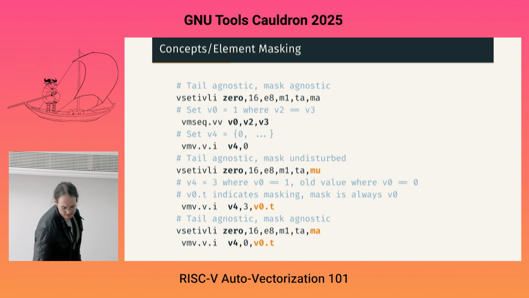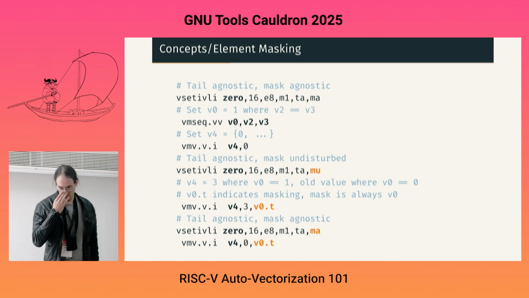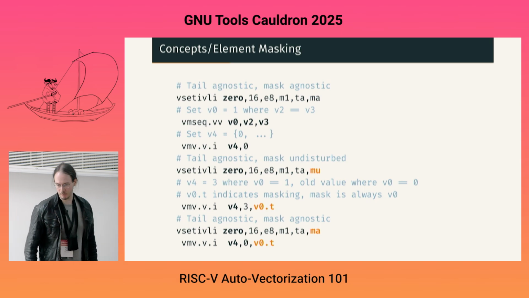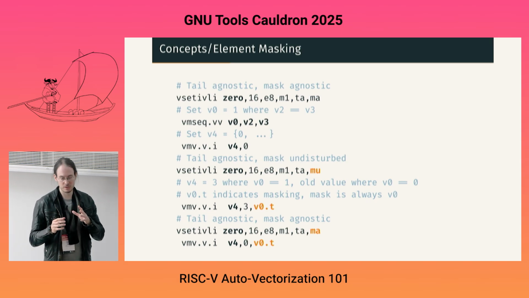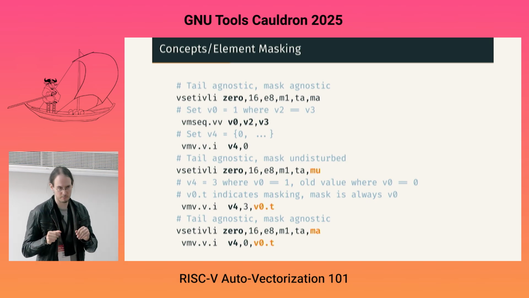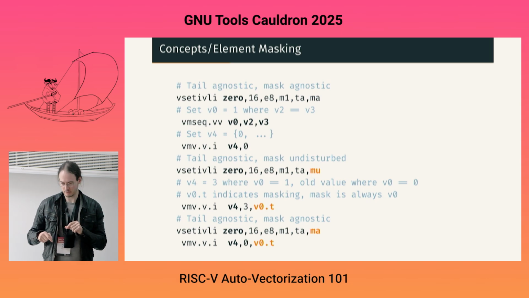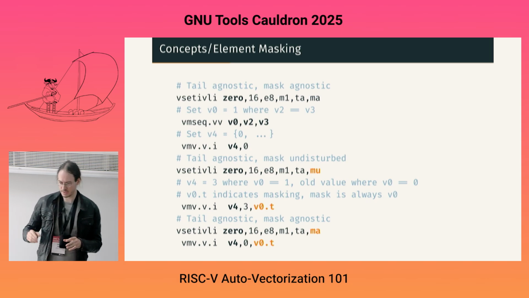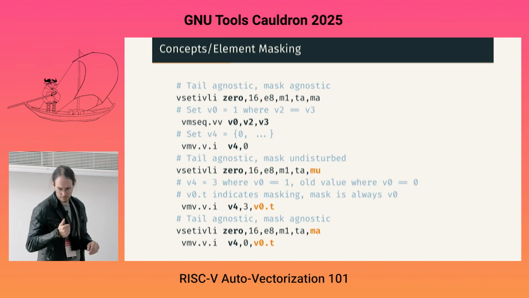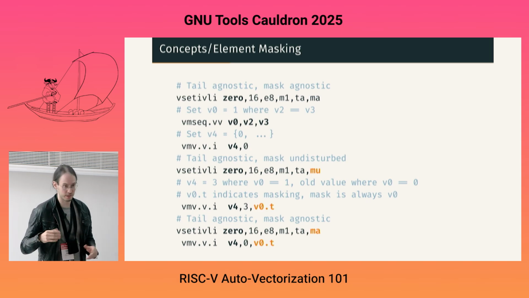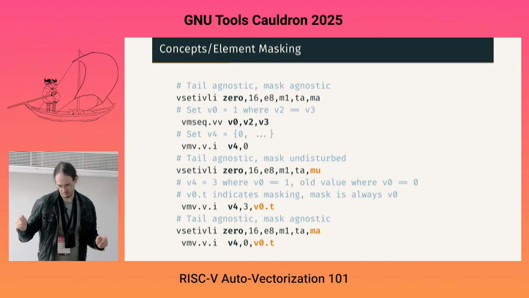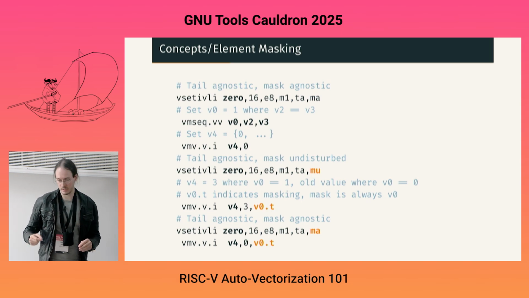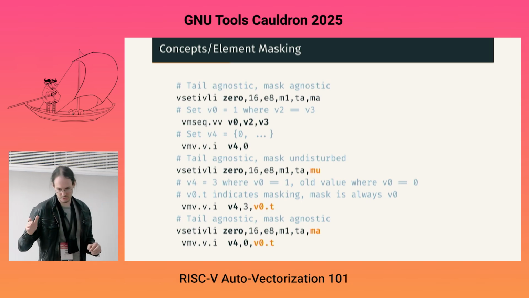Before that, let's look at element masking. It's pretty similar, actually. So again, we start with a 16-element 8-bit vector. But for element masking, we need to define a mask. And masks are always specified, if we want to make use of them, in vector register 0. So for that case, we set the mask to 1 where v2 and v3 are equal. Vector mask set. Next, we unconditionally set 16 elements of v4 to 0 again.